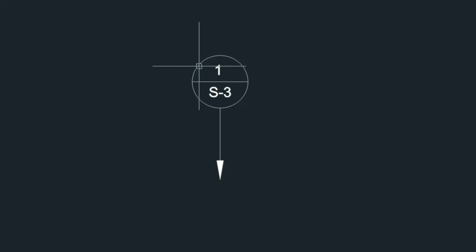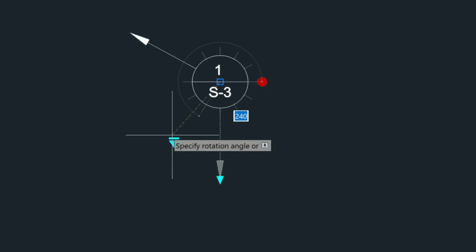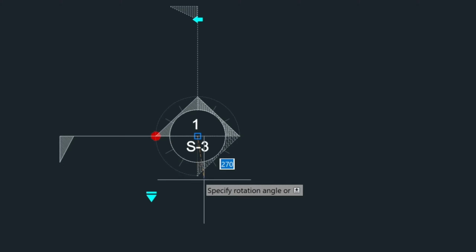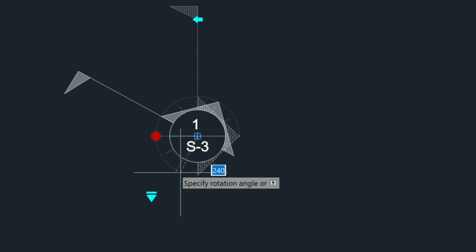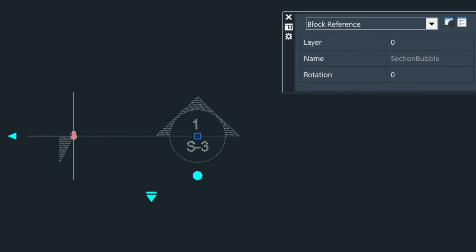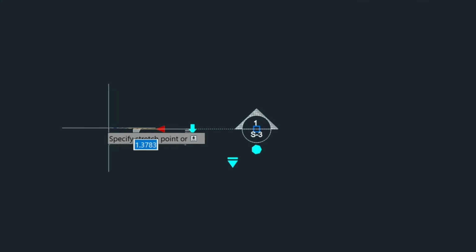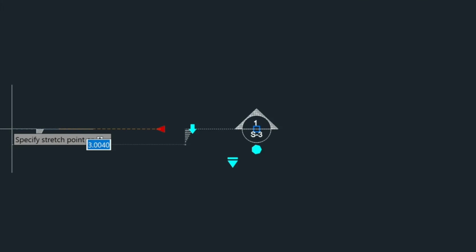So this is a dynamic block. You have the ability to rotate the arrow. You also have the ability to change the state of the arrow. And we can flip the flag itself. We can rotate the arrow and the flag together. And lastly, we have the ability to take the flag and move it away from the section bubble.